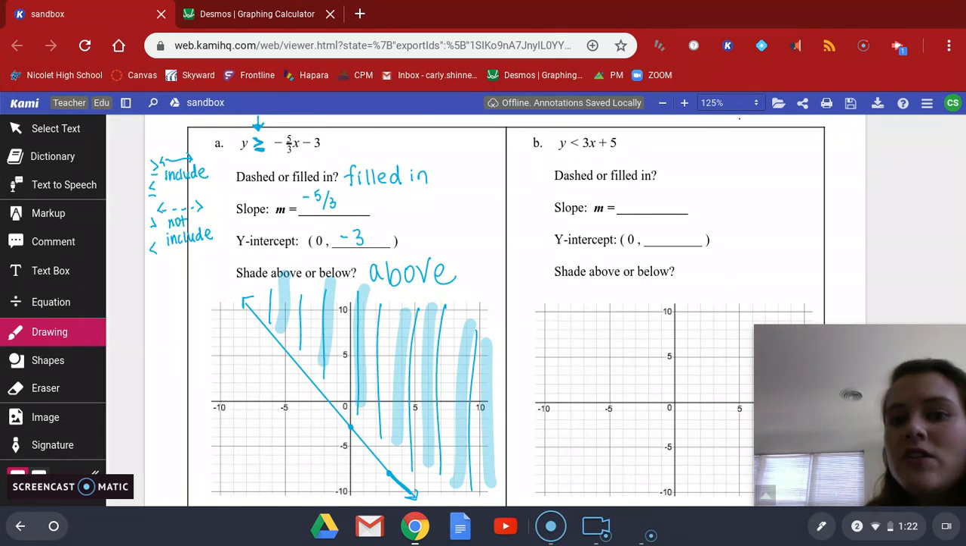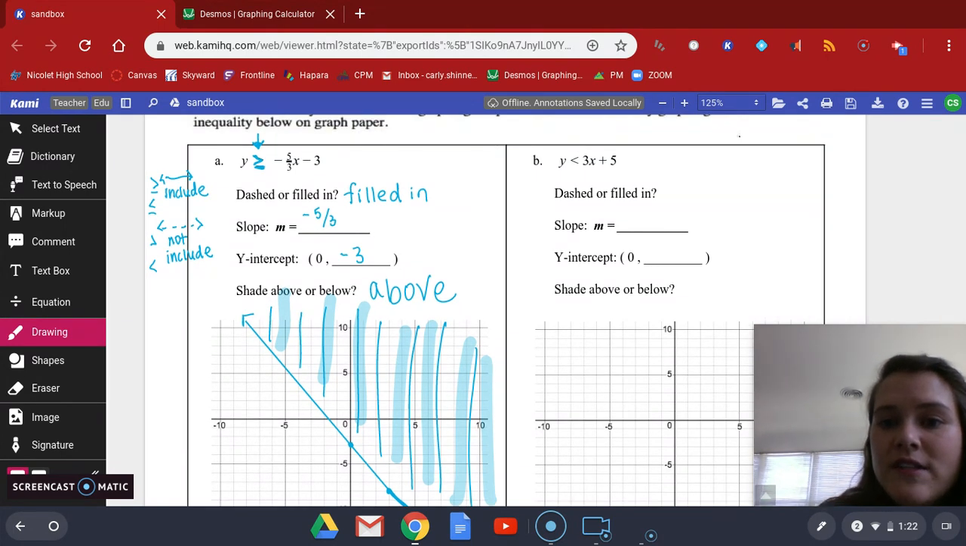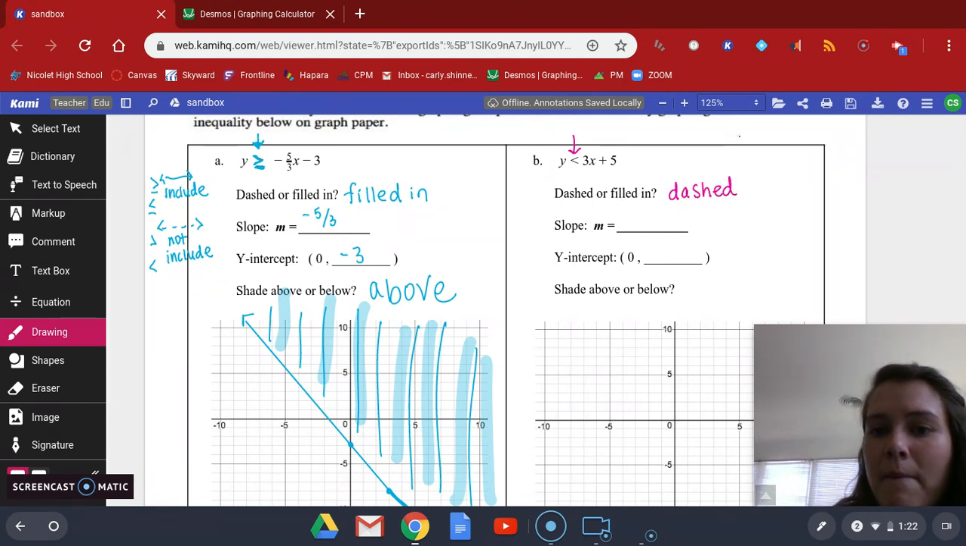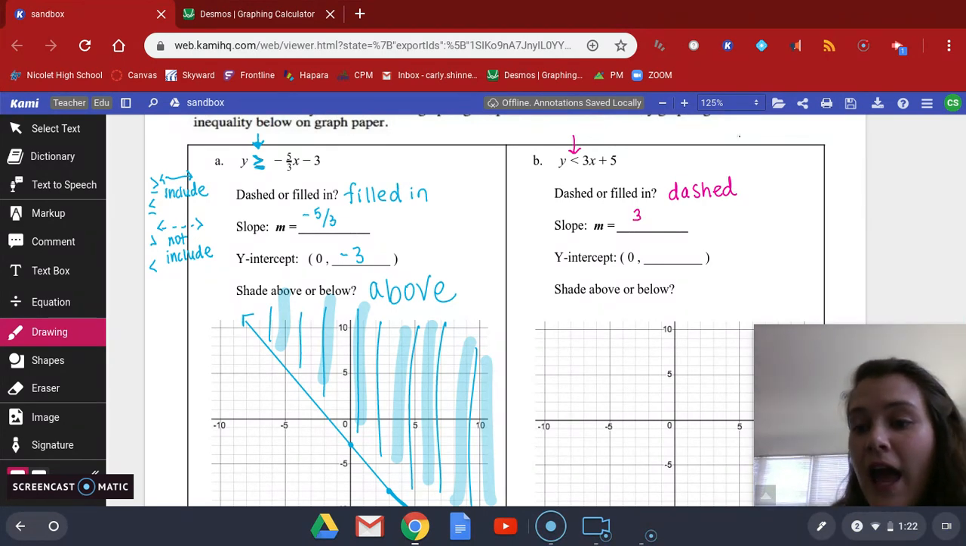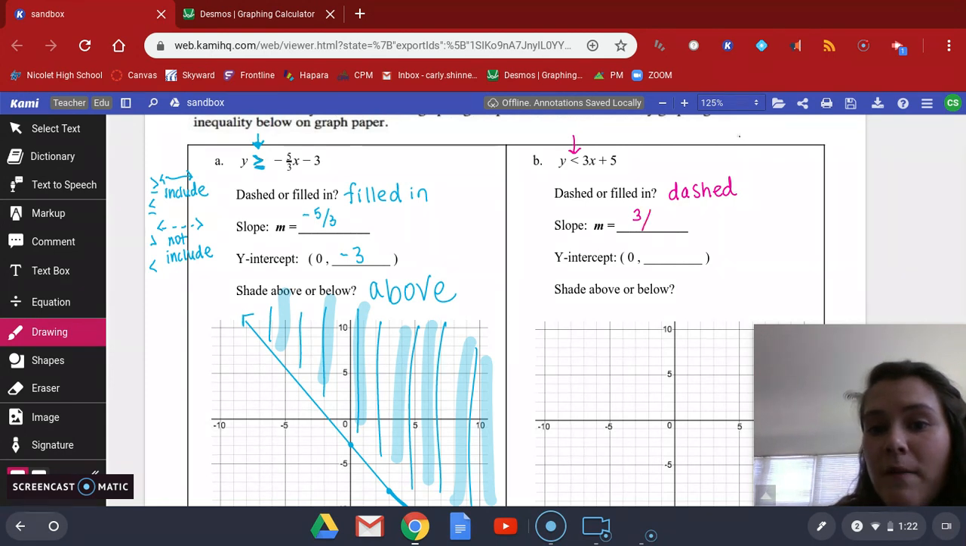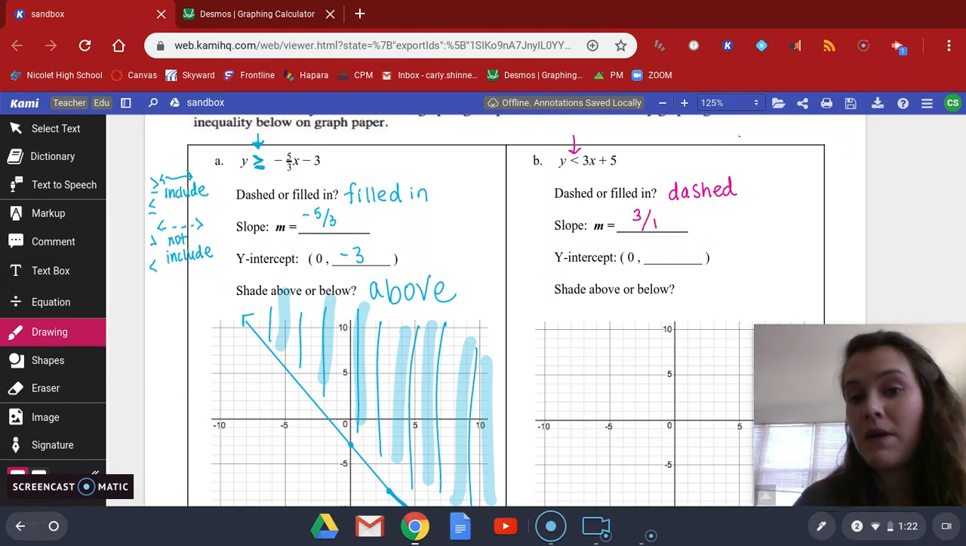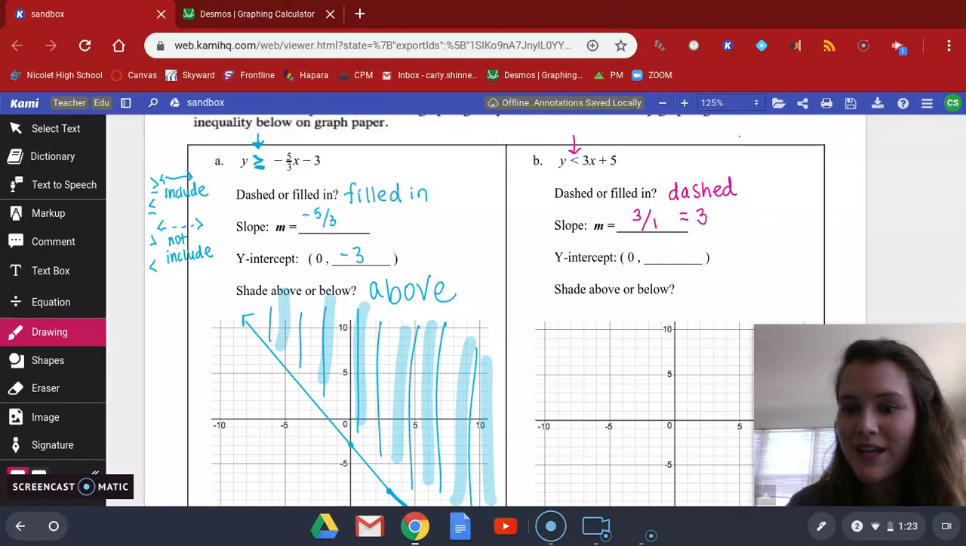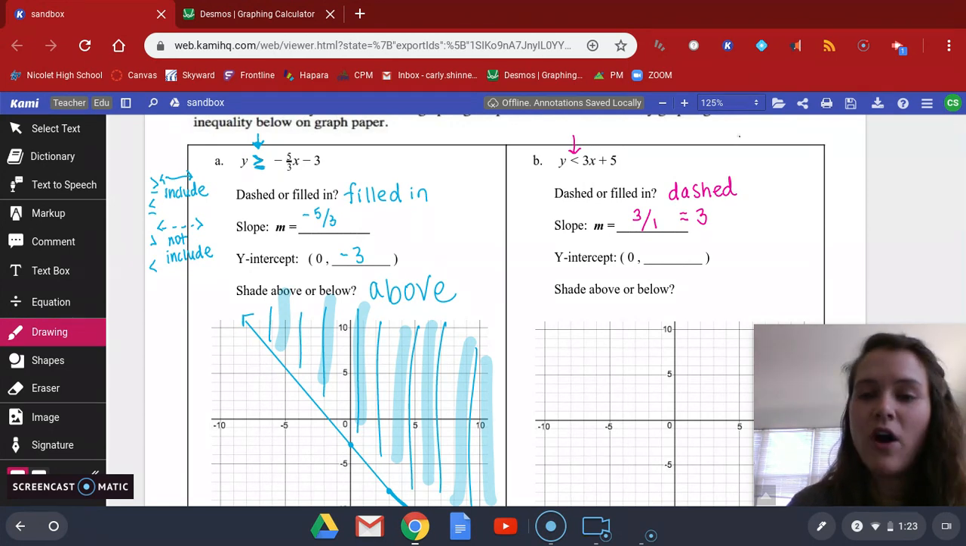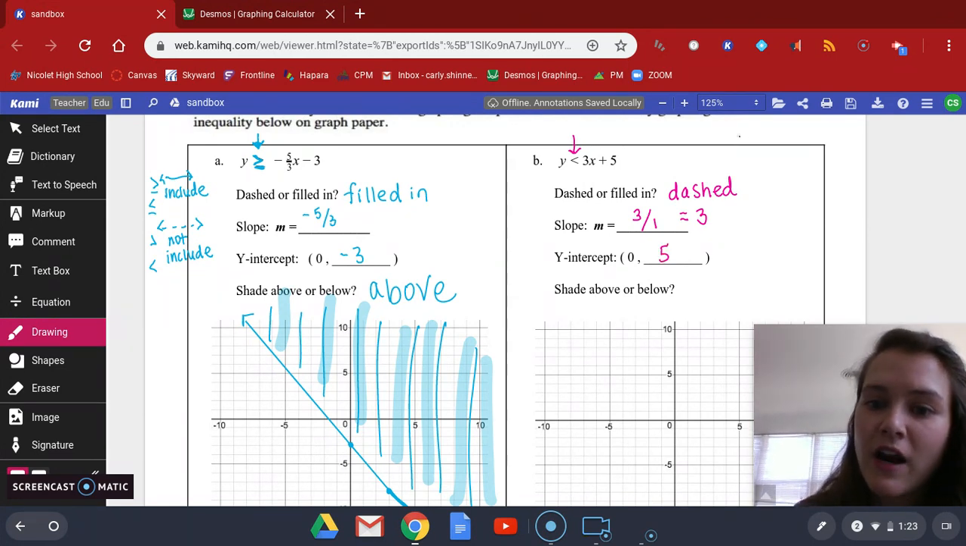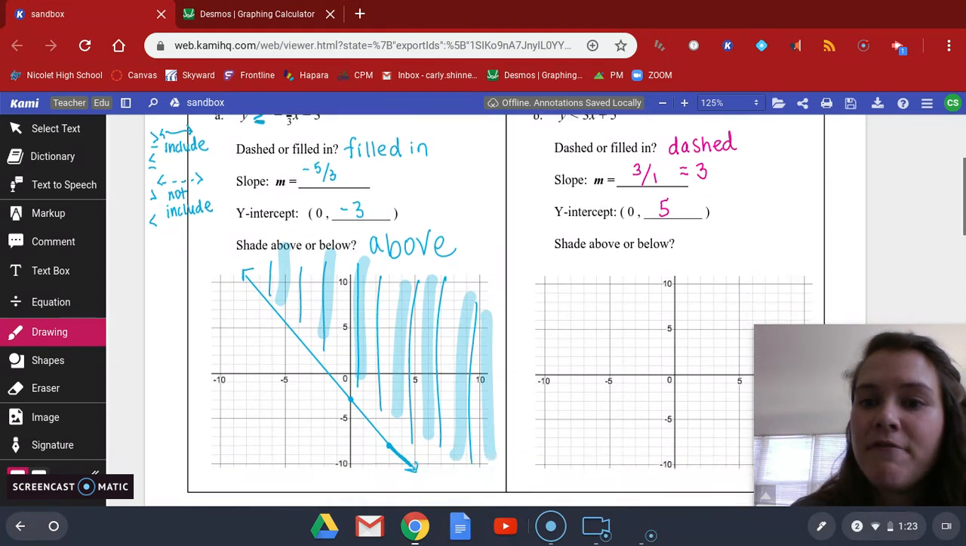I'll switch colors here. Dashed or filled in is our first question. This symbol is a less than symbol, so that is going to be dashed. We are not including my boundary line here. My slope is a positive 3. To make it a fraction, remember, I can divide anything by 1, and that's still going to equal 3. But writing it as 3 over 1 tricks my brain into thinking, okay, I'm going to go up 3 over 1. So I like to write slopes as a fraction. My y-intercept is a positive 5.